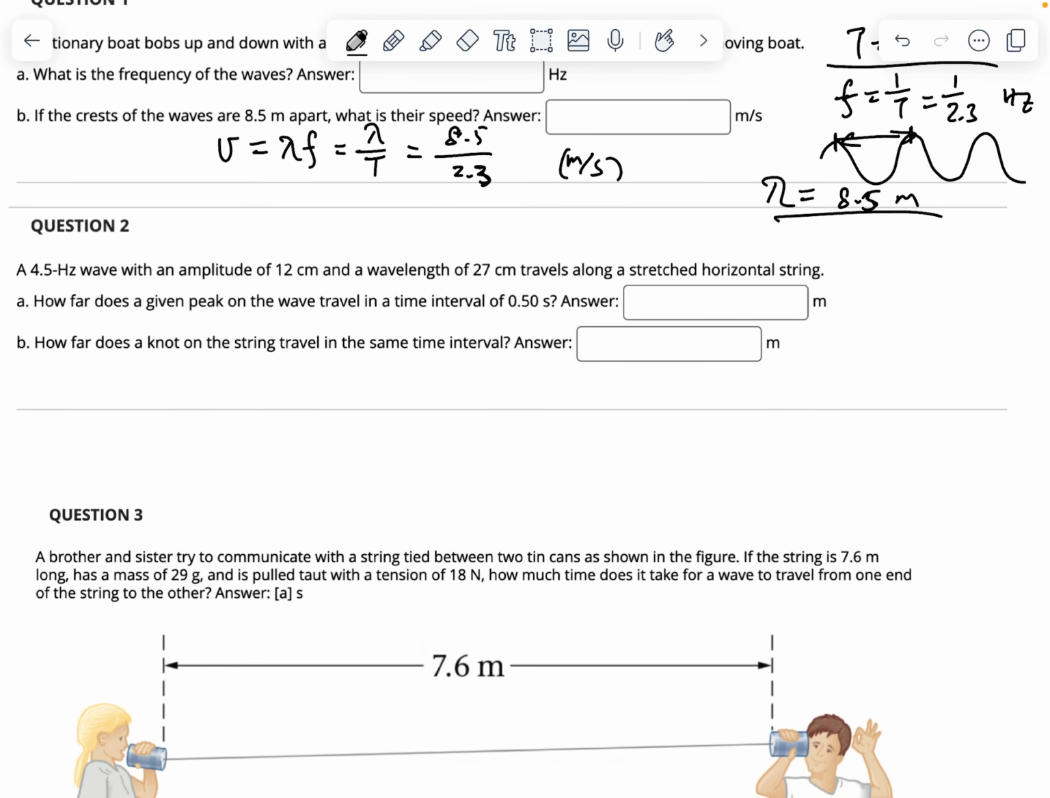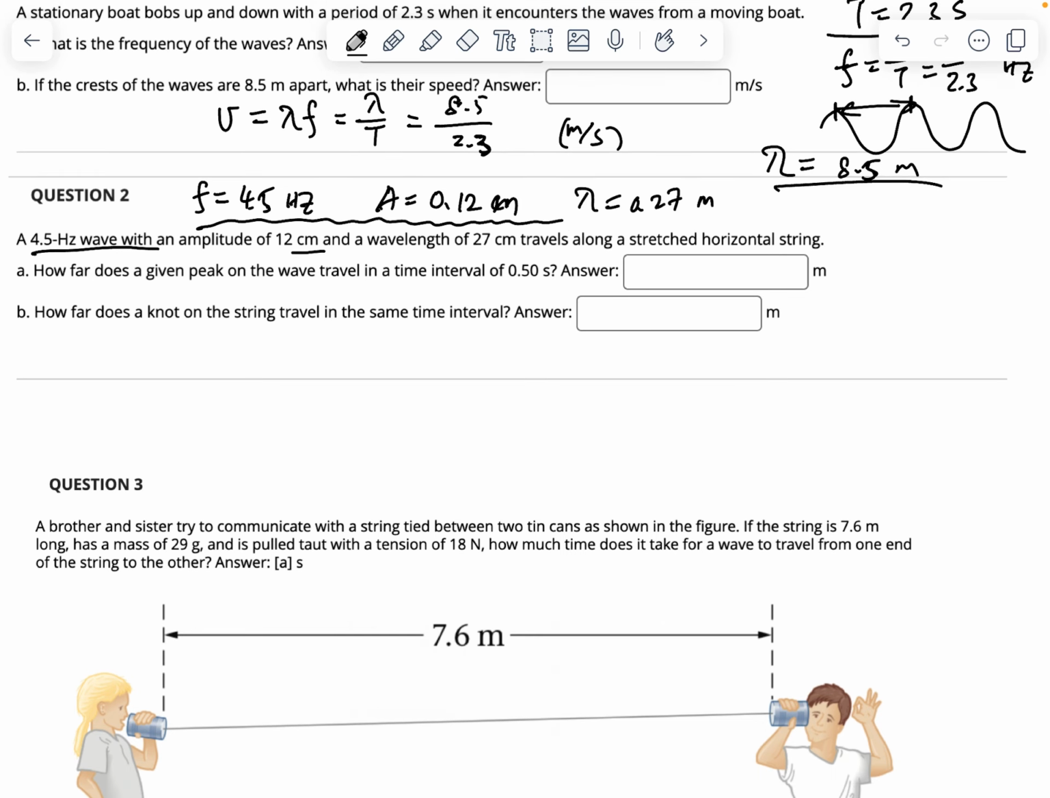Second one, a 4.5 hertz wave with an amplitude of 12 centimeters. So here we know frequency equals 4.5 hertz, amplitude A equals 0.12 meter. Centimeters turn to meters. And a wavelength lambda equals 0.27 meter travels along a stretched horizontal string. All right, so that's what we have: frequency, amplitude, and wavelength.